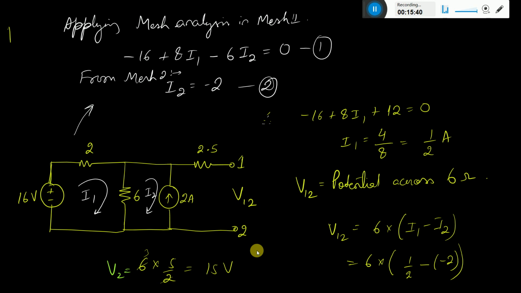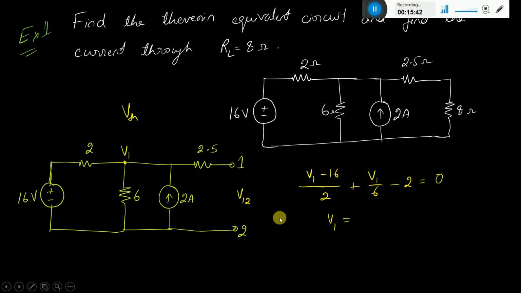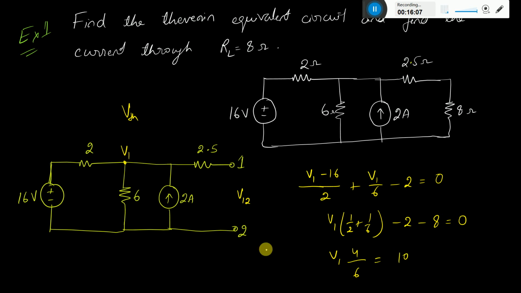But previously we tried like this, and it seems very easy. Let us do that. How much are we getting? 1 by 2 plus 1 by 6, and here what we get is minus 2, and this minus 16 by 8, and this is equal to 0. So here V1, we get 4 by 6 is equal to 10. So here V1 is equal to 60 by 4, that is coming around 15.